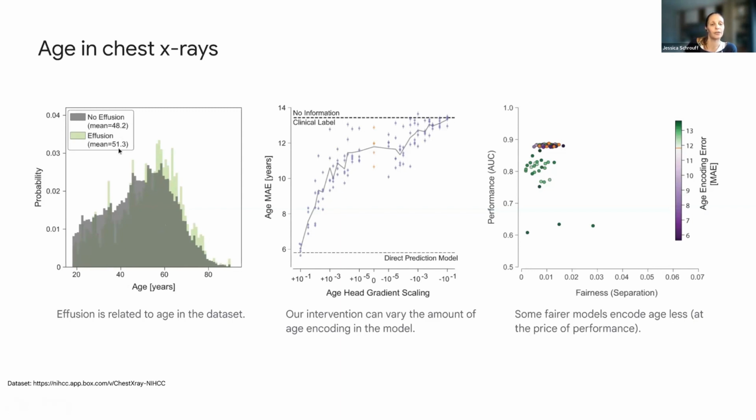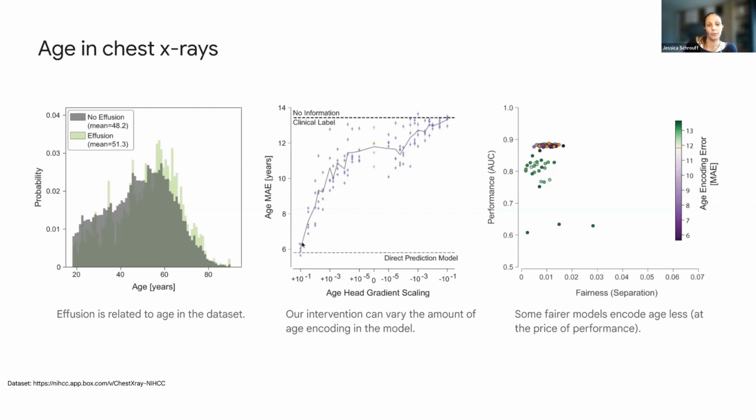So we see that the distributions are quite close, but not exactly overlapping. So we do have a difference in the mean age across the no effusion versus effusion. So we perform our intervention, and we move our little parameters of gradient scaling. And so this is where the model is actually predicting age super strongly.